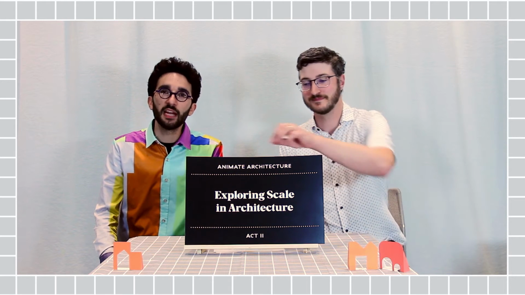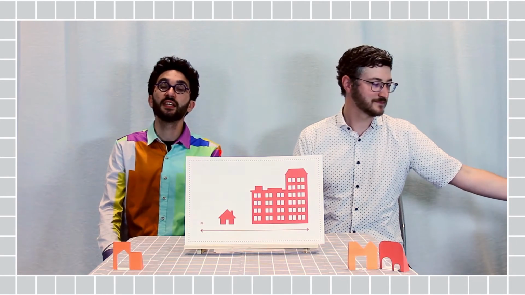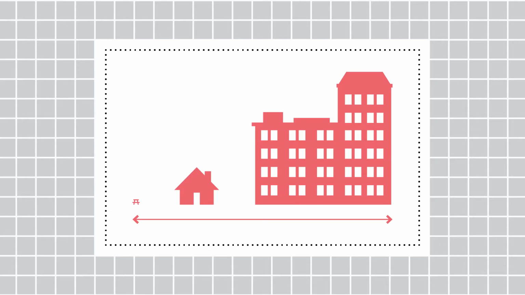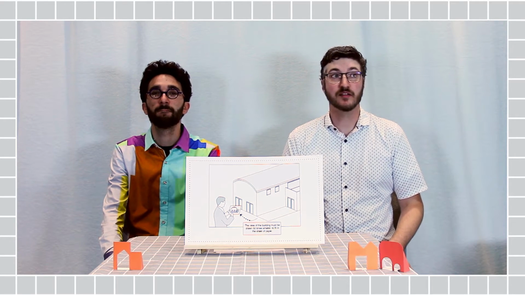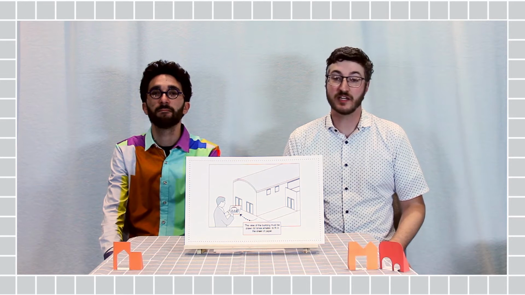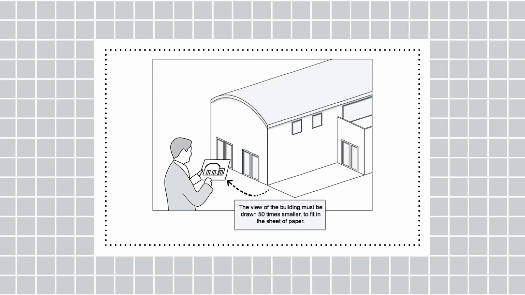This episode of Animate Architecture explores the concept of scale. Scale is related to size, but it is not the same thing as the absolute size of an object. Rather, scale refers to the relationship of sizes between two different people, objects, or things. Architects use scale to draw, imagine, and think about the large size of a building in relationship to the small size of a piece of paper.